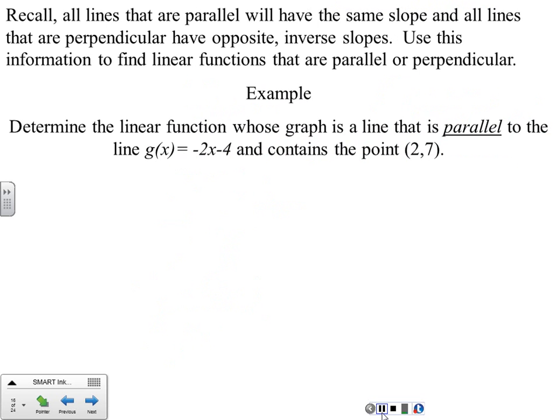Okay, what do you remember about parallels and perpendiculars? Parallel slopes are the same. Perpendicular are opposite.